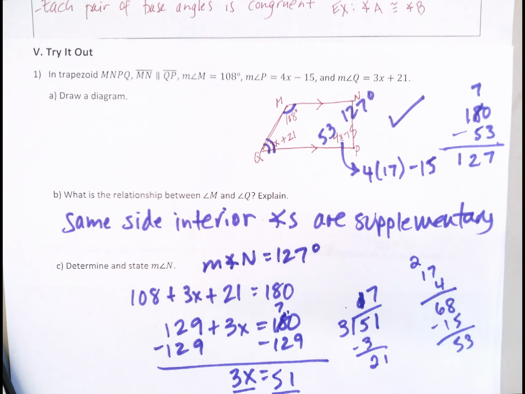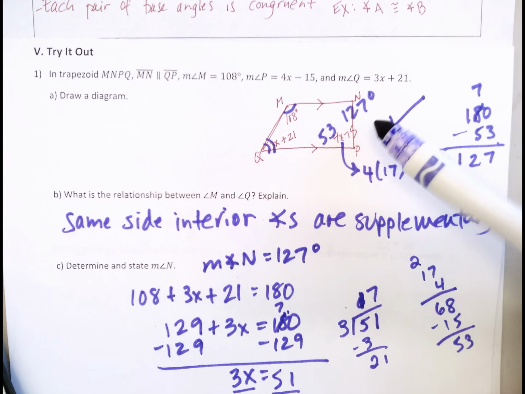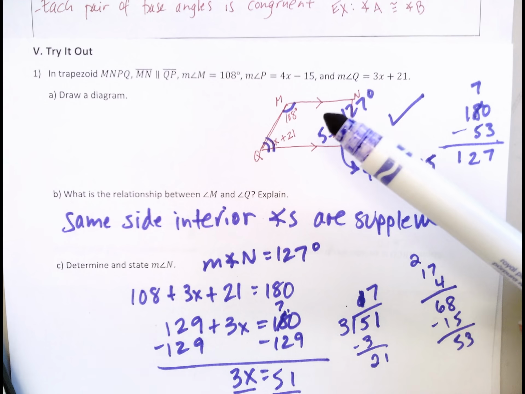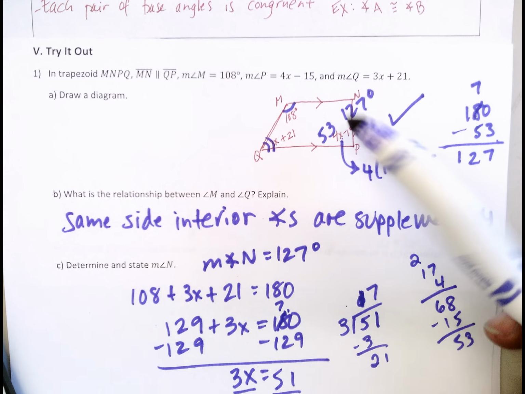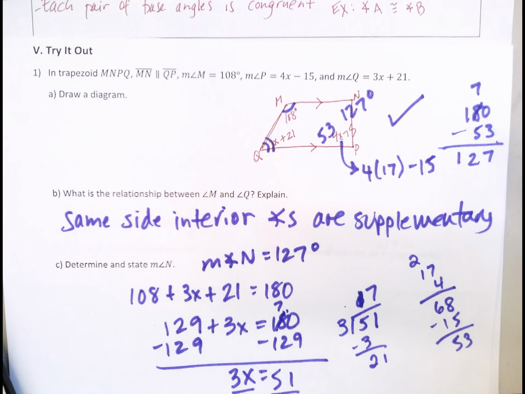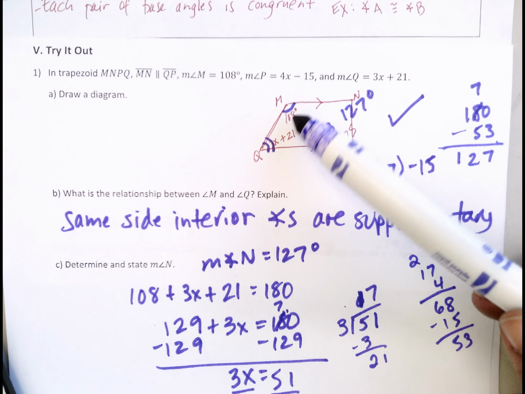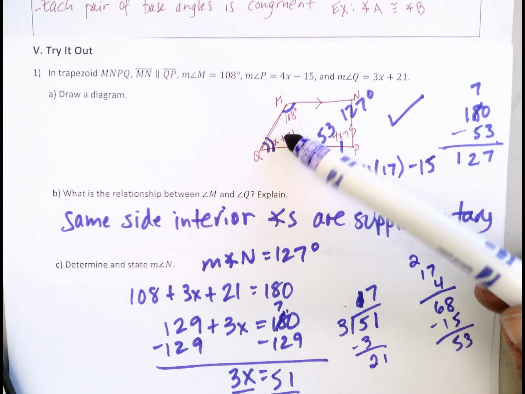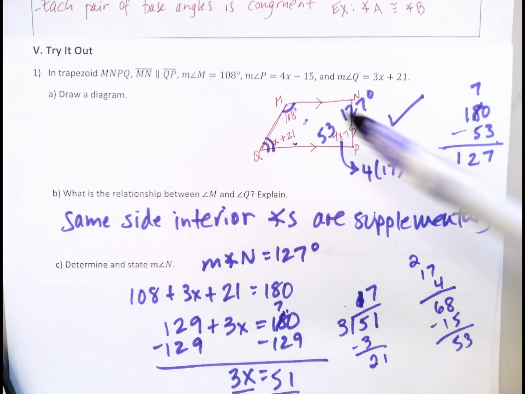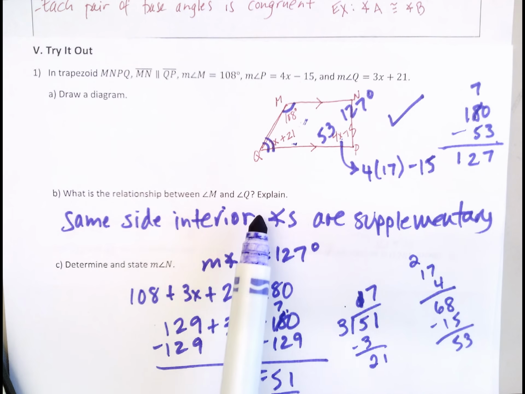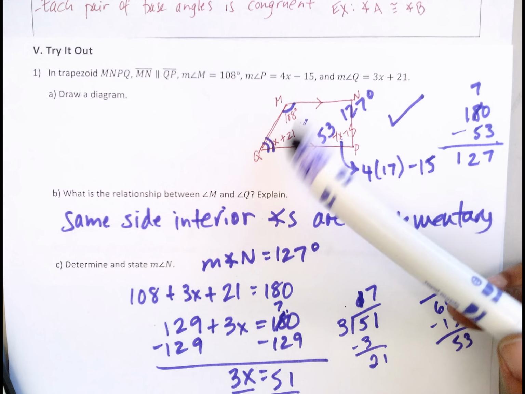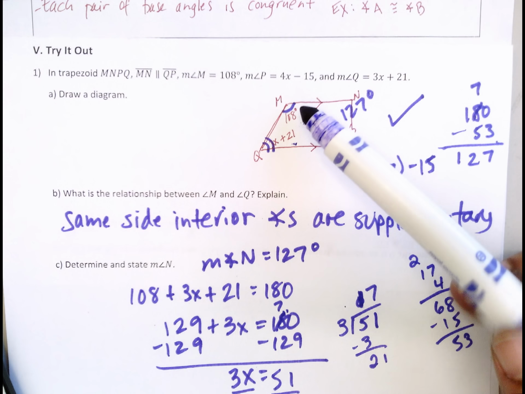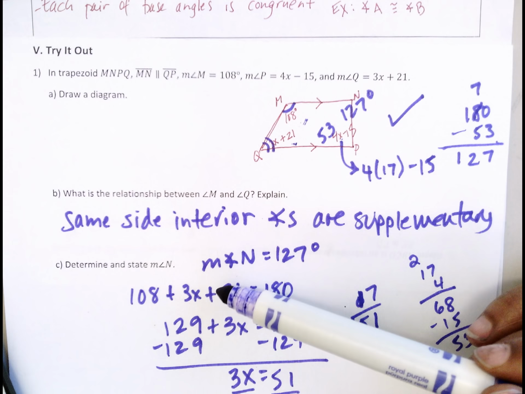So just backtracking and looking at the work we did, here it states that in trapezoid MNPQ, these two sides are parallel. And these two angles, just because of what we know about trapezoids, are supplementary. What's the relationship between angle M and angle Q? Same side interior angles are supplementary. That means they add up to 180. Then we're asked to find N.